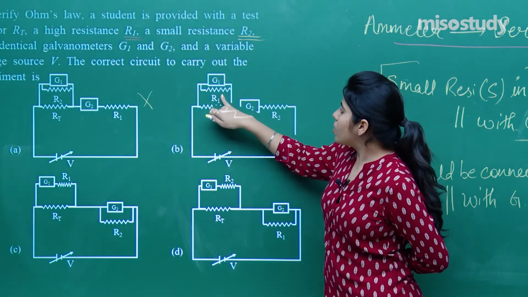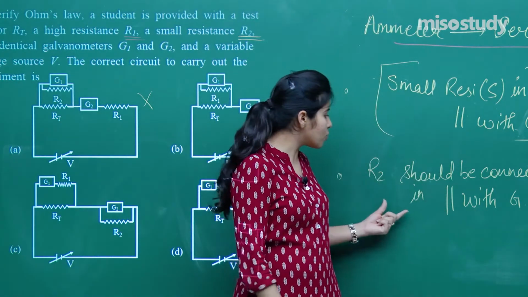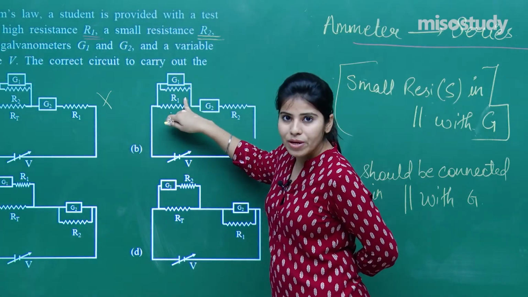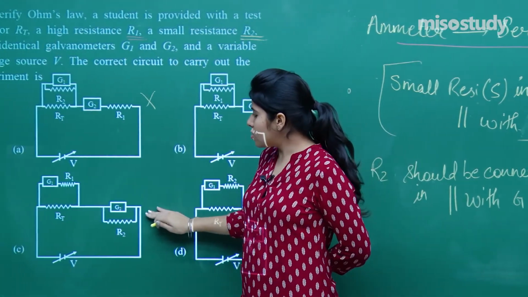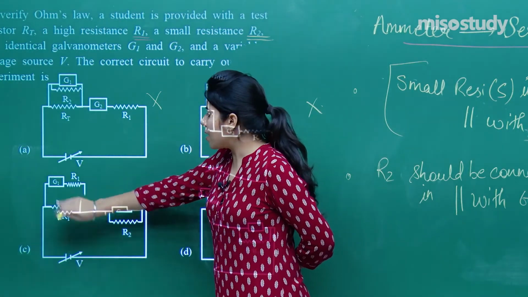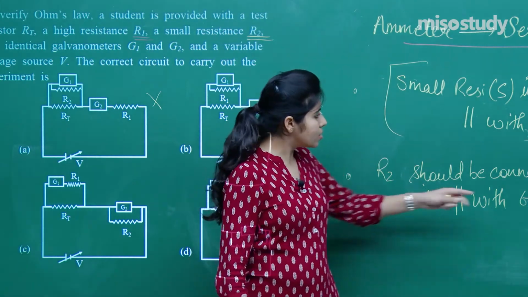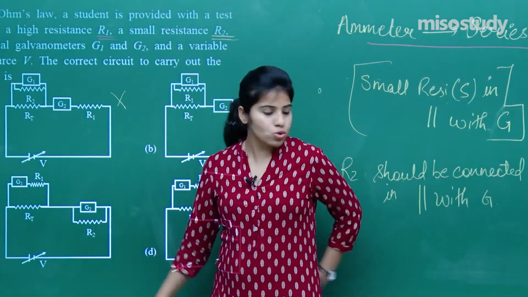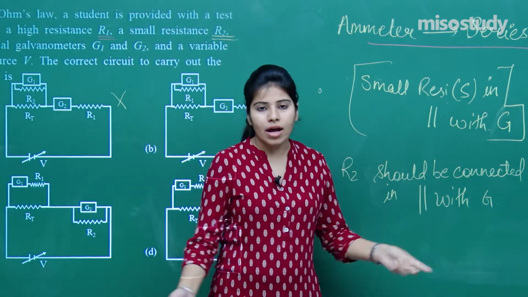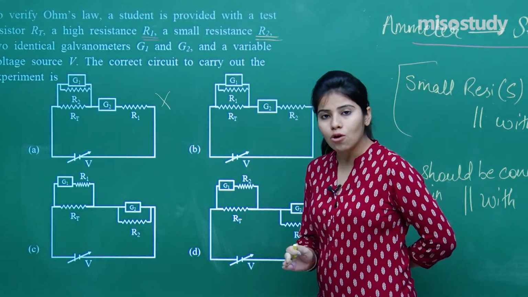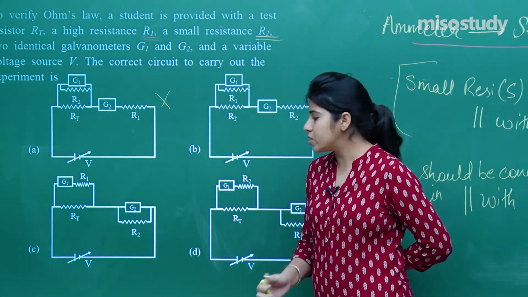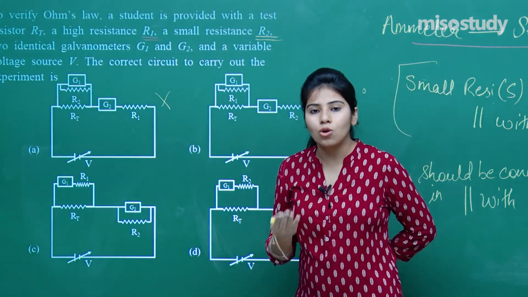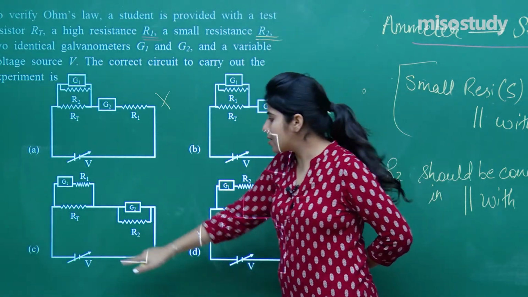In this option, R1 is connected in parallel to G1. But we have seen R2 should be connected in parallel. So this cannot be the correct answer. In this option, I can see that R1 is connected in series with G1, right? This is true. R2 is connected in parallel with G2. R2 should be connected in parallel with G2. Again, this is correct. And also, to find the reading of the ammeter and voltmeter, the test resistor, or you can say the load resistor, should be in the form like this.